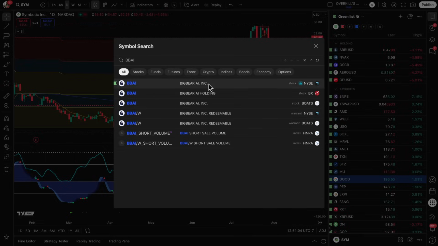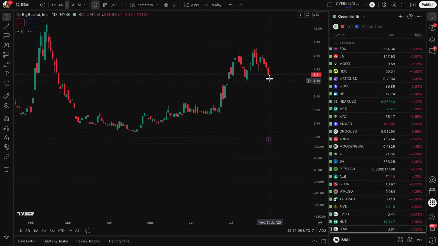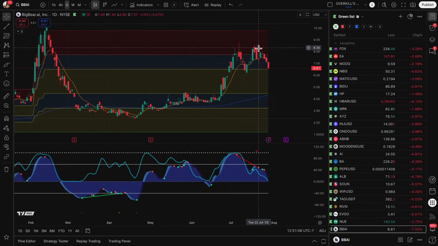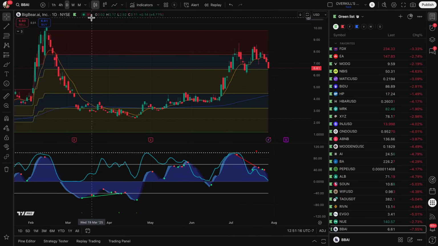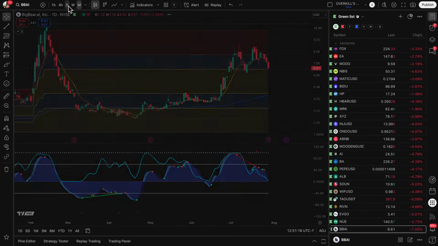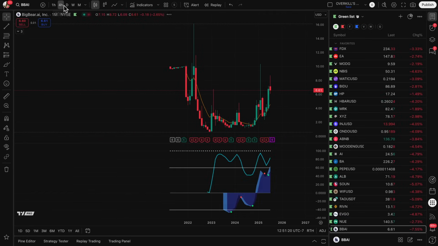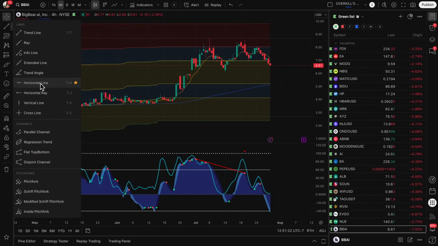BBAI. BBAI is selling back off. I told you guys to sell this. Okay, I told you to sell it right here at $8. Everyone was laughing. Now we're coming back down to 6. So, again, in the red zone, guys, that's where you want to consider taking some off. I would definitely make sure this one holds on to 6.